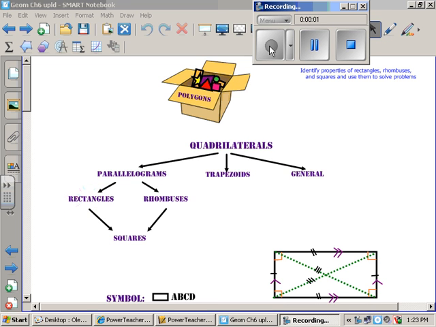Okay, so now we're going to talk about different categories of parallelograms. Parallelograms can break down into two categories, rectangles and rhombuses, and then each of rectangles and rhombuses donate some characteristics and become squares. So rectangles, rhombuses, and squares are the three subcategories of parallelograms. Okay? Now, we're going to start with rectangles because that's what's flashing.